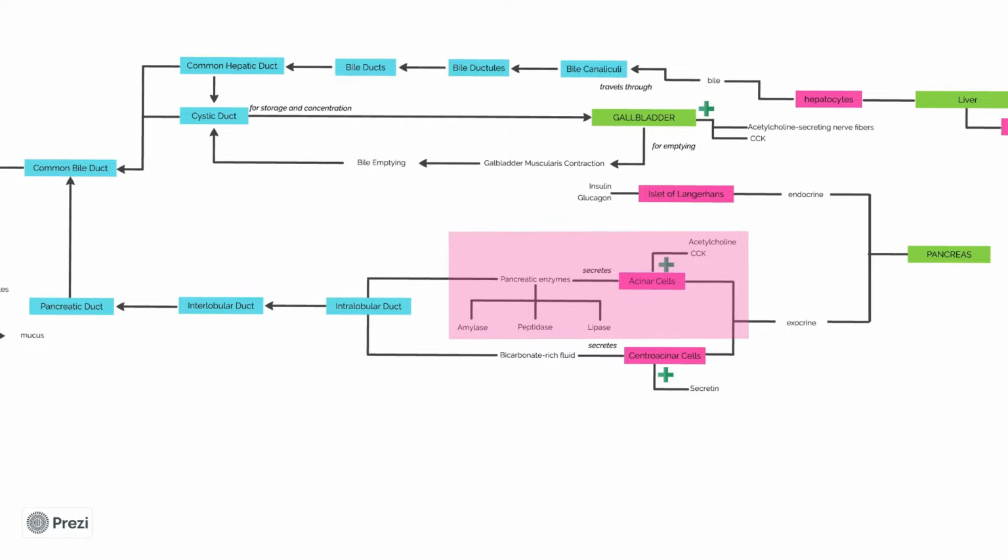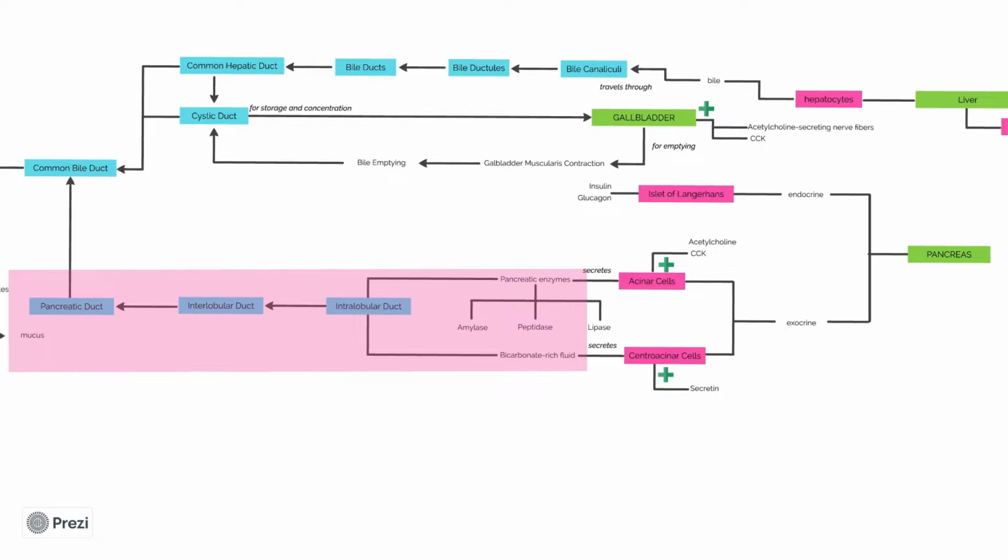The acinar cells are stimulated by cholecystokinin and acetylcholine to secrete the pancreatic enzymes including amylase, peptidase, and lipase. Secretin, in contrast, stimulates secretion of bicarbonate-rich fluid, which neutralizes the acidic chyme entering from the stomach.